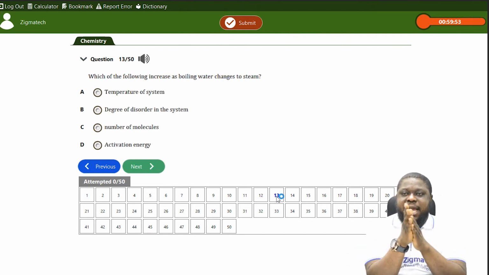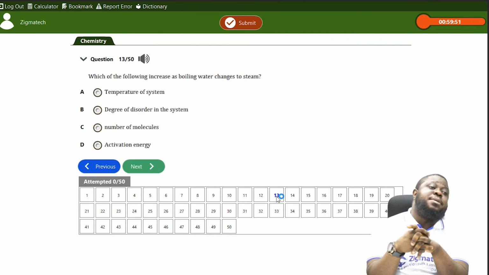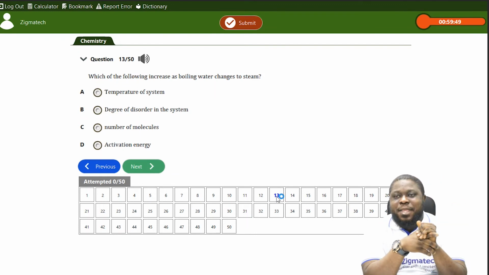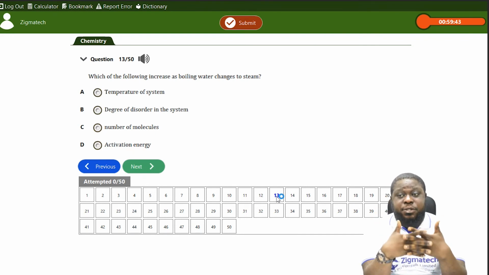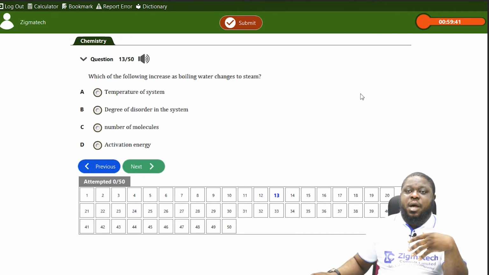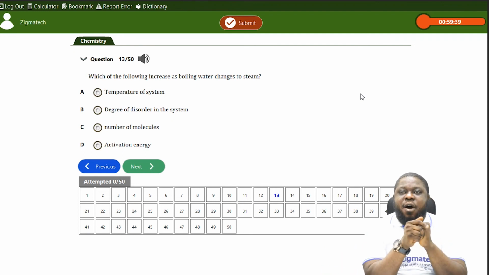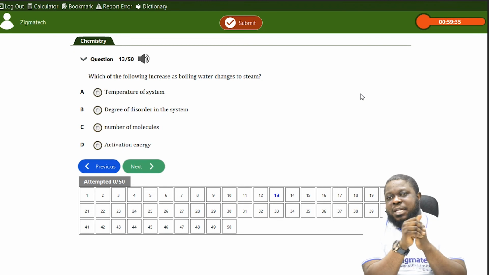Which of the following increases as boiling water changes to steam? They say temperature of the system. Already, before the boiling water will change to steam, there's temperature already. Second one says the degree of disorder in the system. Third one says number of molecules. Fourth one says artificial energy.